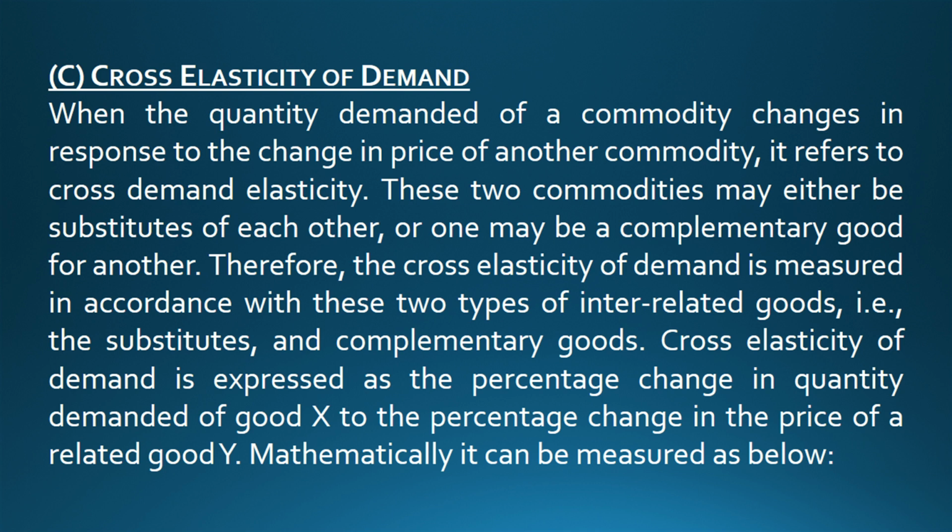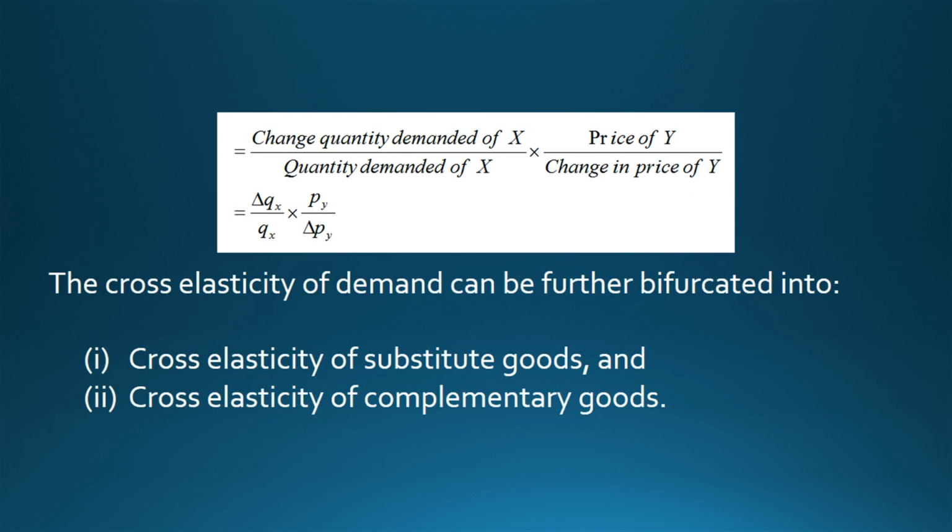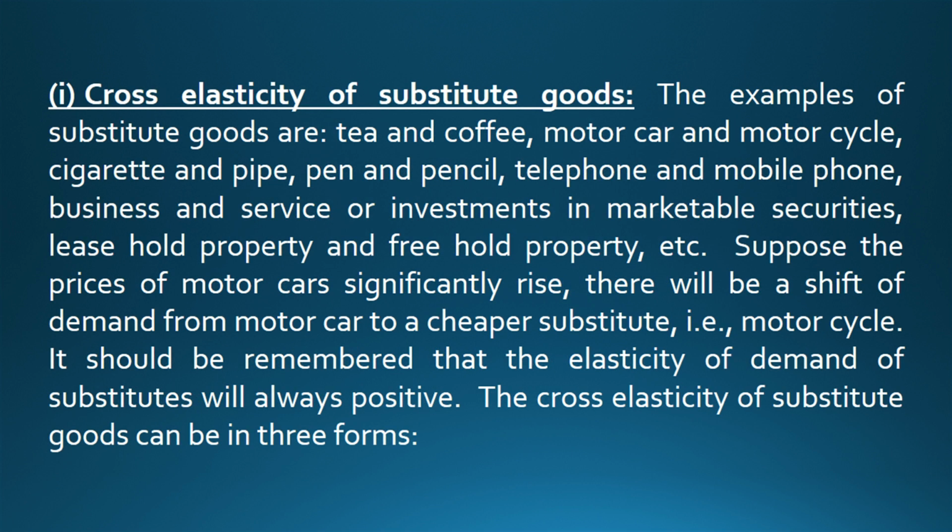Mathematically, it can be measured as below: change in quantity demanded of X over quantity demanded of X, multiplied by price of Y over change in price of Y. Delta QX over QX, multiplied by P over delta P. The cross-elasticity of demand can be further bifurcated into 1. Cross-elasticity of substitute goods, and 2. Cross-elasticity of complementary goods.